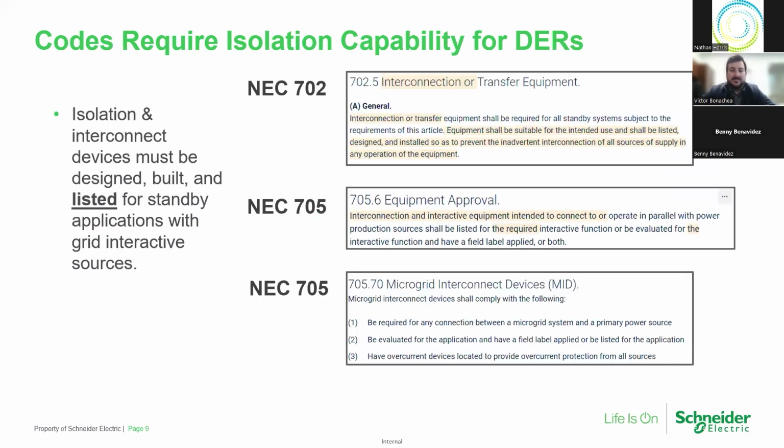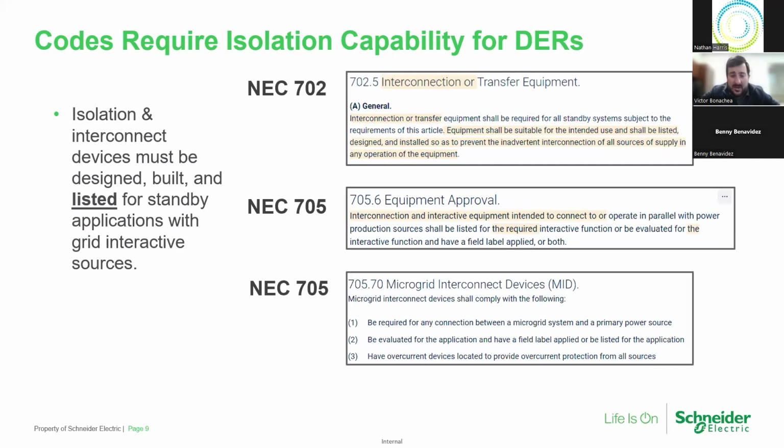Next slide, please. Now, the other interesting thing is, we've laid out the fact that DERs are now allowed to be used as standby power sources. If you're using a grid interactive DER for energy optimization during the day when everything's good, you have to have by code the isolation in place to isolate it from the rest of the system should power fail. But they take it one step further and basically say that those things must be listed.